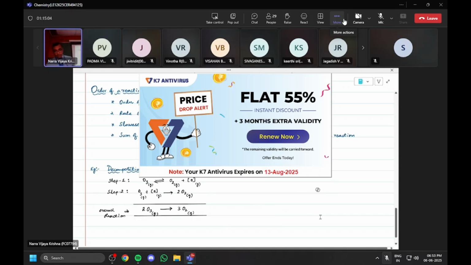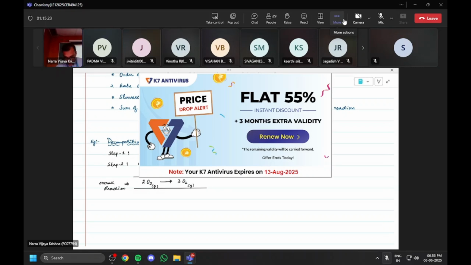Now, in this, the first step is a fast step. The second step is a slow step. Now, what we discussed, which step is the rate determining step? The slow step is the rate determining step. Therefore, rate of reaction is proportional to concentration of O3 into concentration of O, because step 2 is the slow step. So I want to write the rate expression by using the slowest step only.